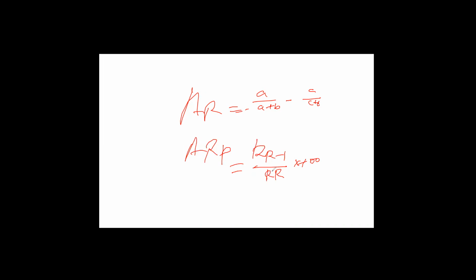Okay, absolute risk percent: relative risk minus 1 into 100, divided by relative risk into 100. So that is absolute risk percent. Next, number needed to treat, number needed to harm.